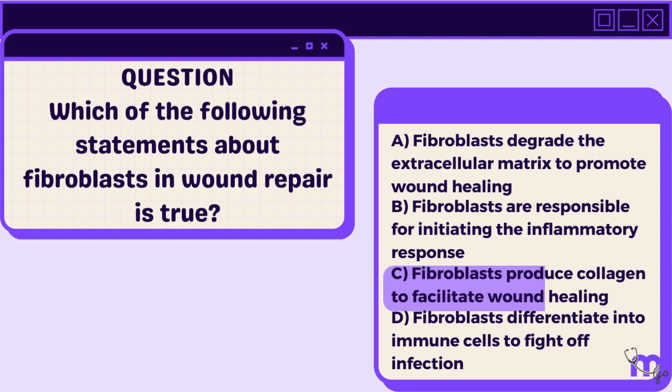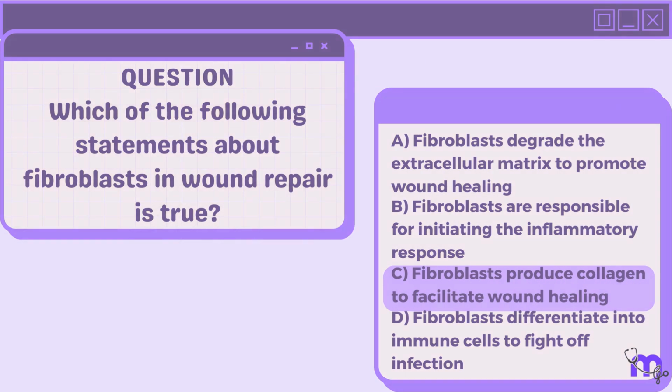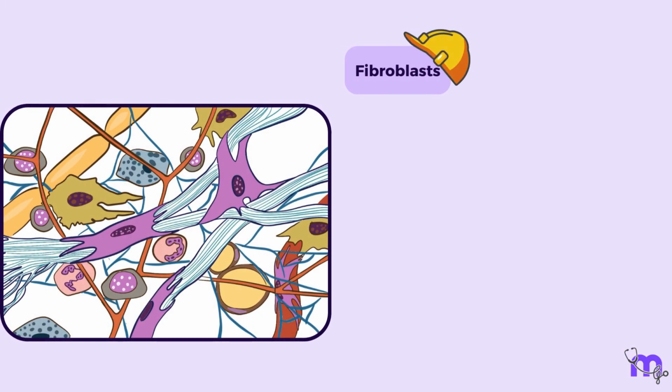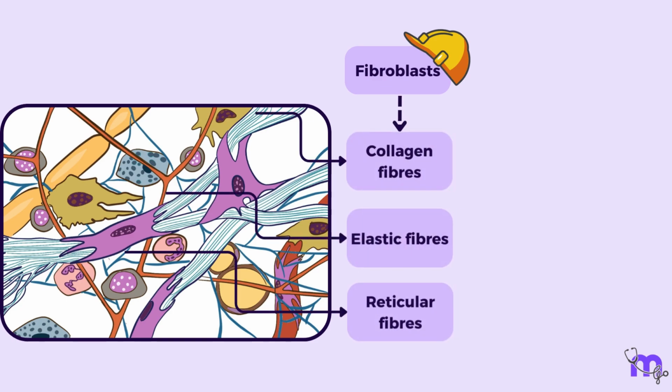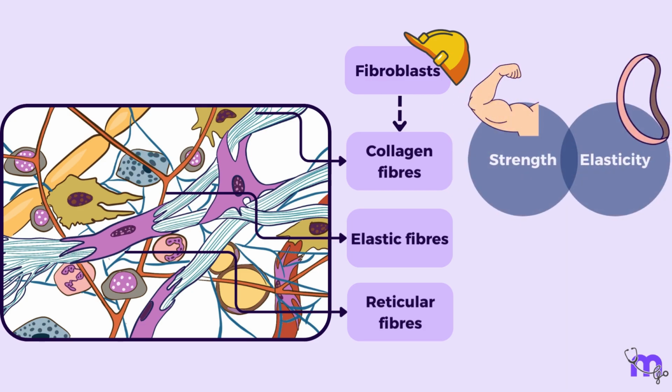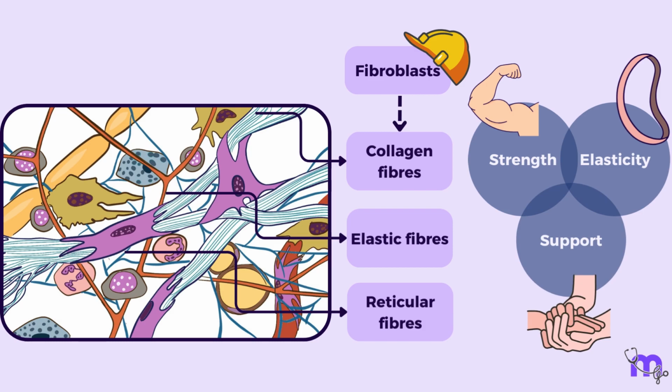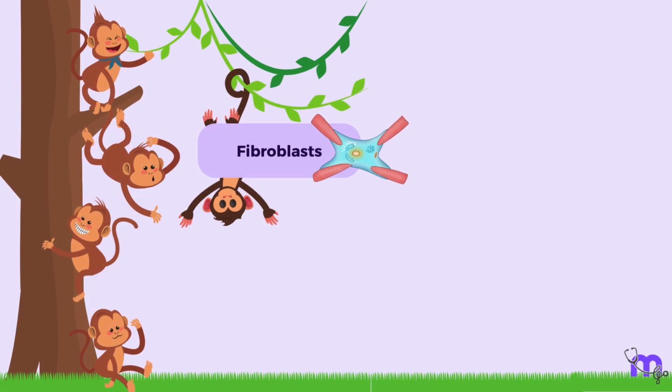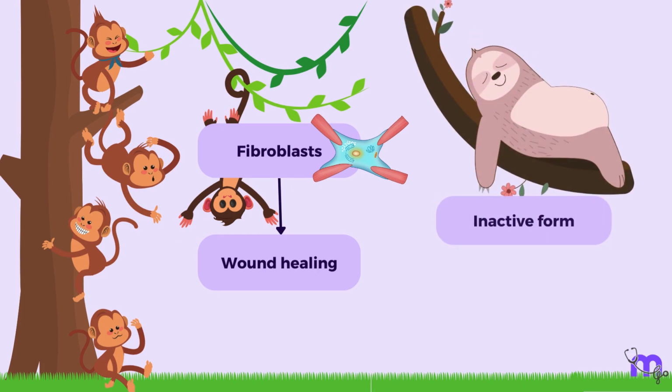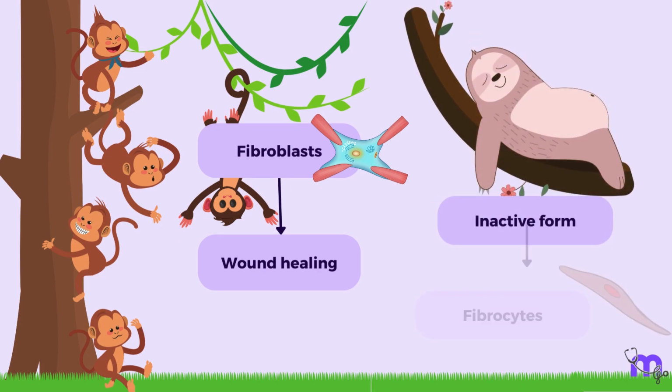Answer: C. That's right. The fibroblasts work tirelessly to create collagen, elastic, and reticular fibers that give connective tissue strength, elasticity, and support. Therefore, fibroblasts are most active during wound healing. In their inactive form, these cells are called fibrocytes.